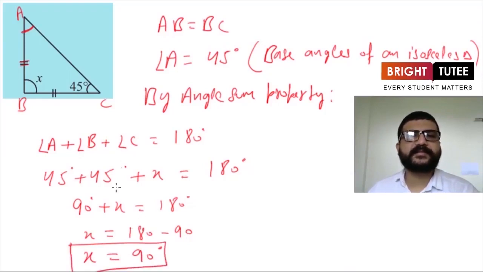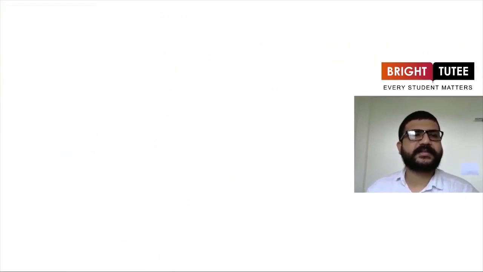So here in this question we have used two different properties. First one was isosceles triangle, that the base angles are equal or the angles opposite to equal sides are equal. And then we have used angle sum property to get the value of x. Now let's see the next question.